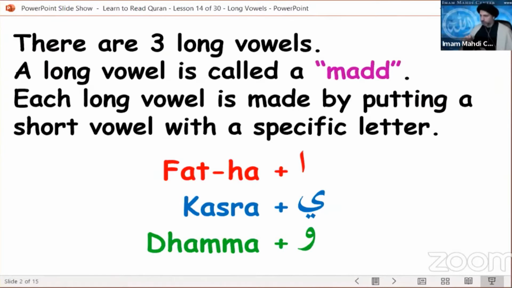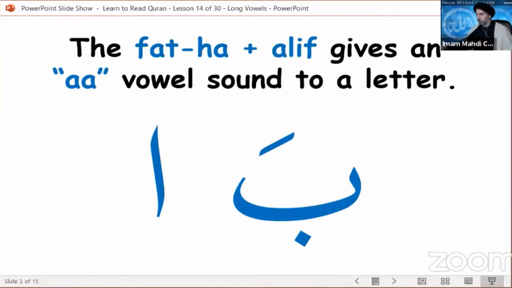So in the written Quran with the vowel markings and all the markings written out for us, we'll see that whenever there's a long vowel, usually it's written as a combination of three types. One is the combination of a fatha plus an alif. The second is the combination of a kasra with a ya. And the third is the combination of a dhamma with a waw. So how does this work out?